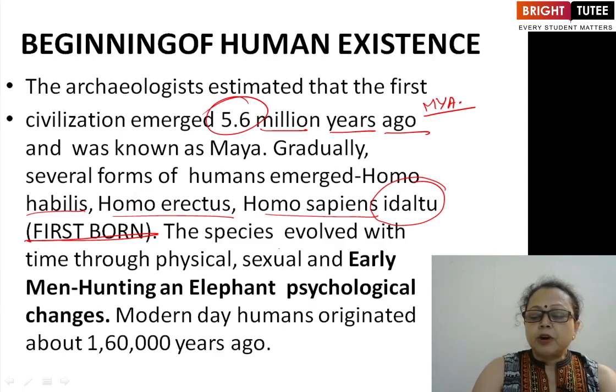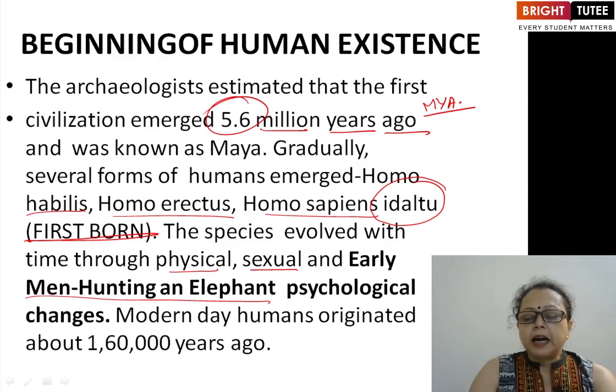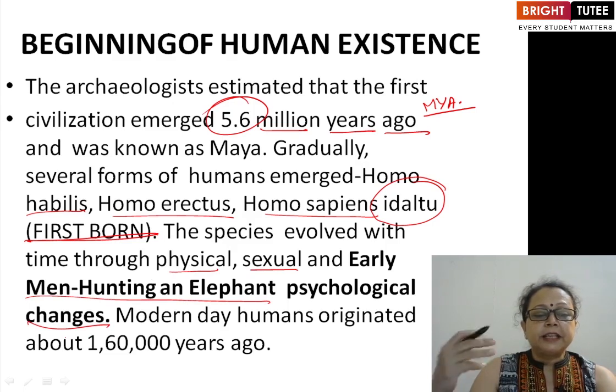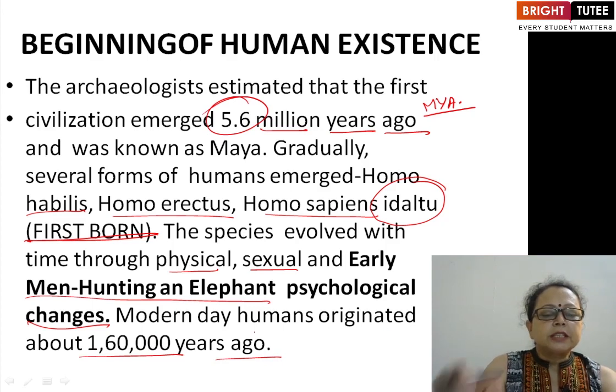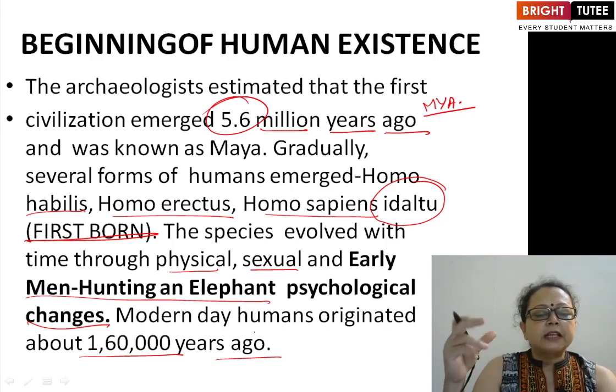The species evolved with time through physical, sexual, and psychological changes. Everything, the physical and sexual change, then the psychological change, took place, evolved and developed. So modern day humans originated about 1,60,000 years ago. This is an expected date: 1,60,000 years back, human life appeared on the earth.